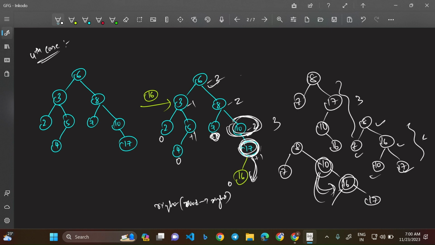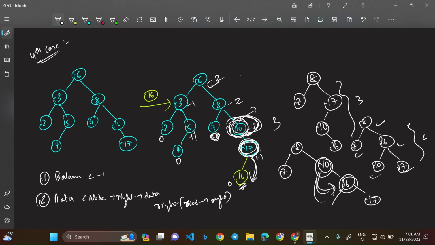But what are the conditions in which you do this? The first one: your balance factor comes out to be less than -1. That is the case when you do it. And the second condition: the data that you have added, 16 is what I have added, is less than the node's right data.